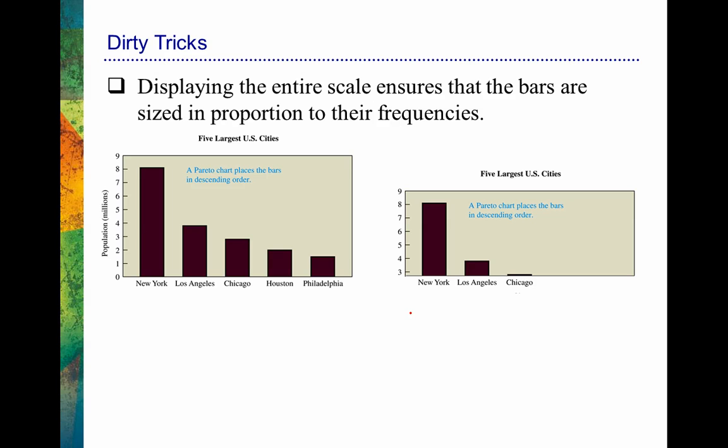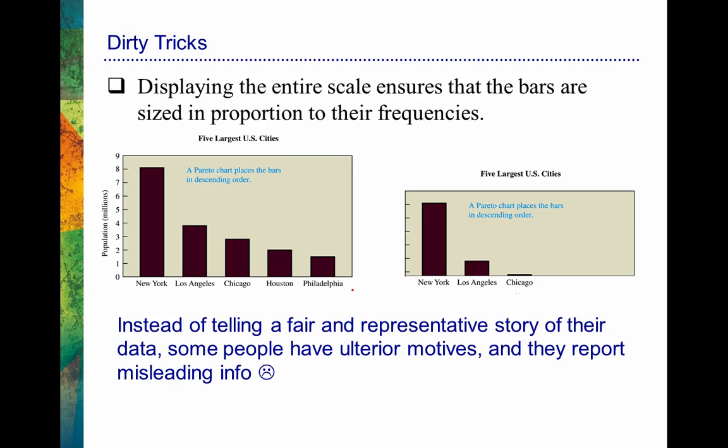And to make matters worse, when people are creating a graph and they're somewhat trying to mislead you, they might not include these numbers. So imagine that those numbers aren't there. Now this graph is completely misleading, and it does not give us any way to really establish the number of people in each city. So instead of telling a fair and representative story of the data, some people have ulterior motives, and they want you to think a particular way when you look at their graph. And thus they're essentially reporting misleading information. So we always want to make sure, when possible, that we have a 0 point there so that we're telling a true story of our data.